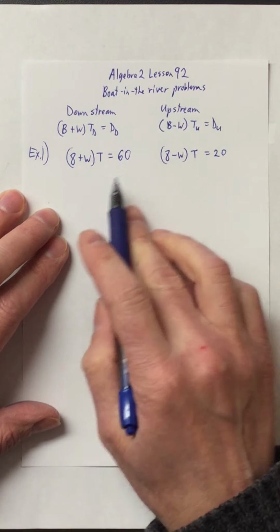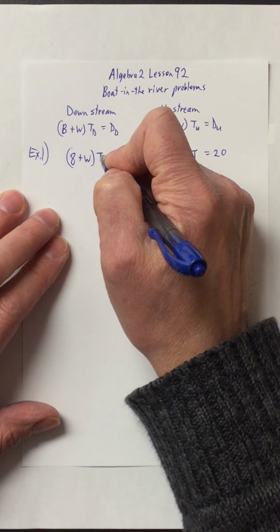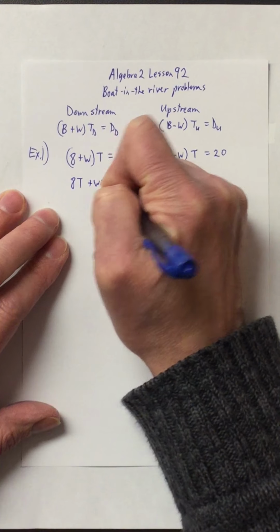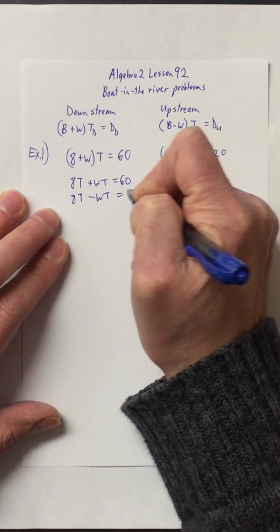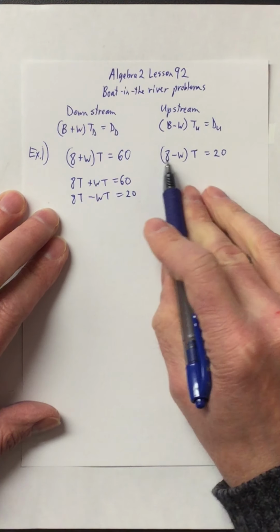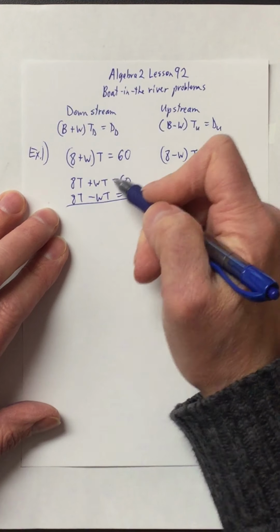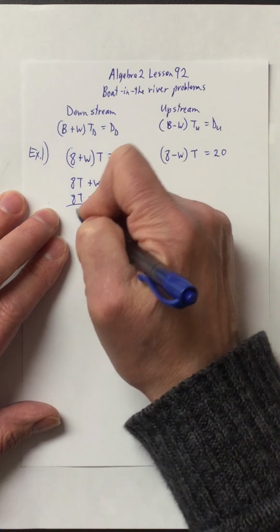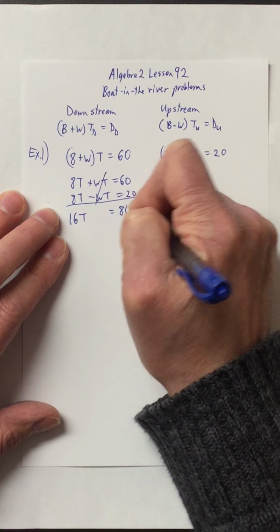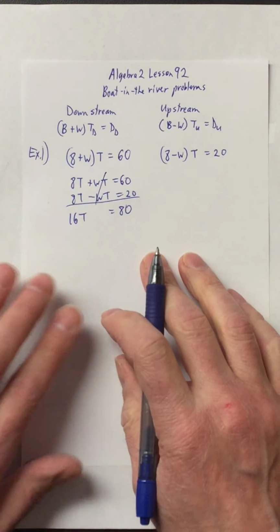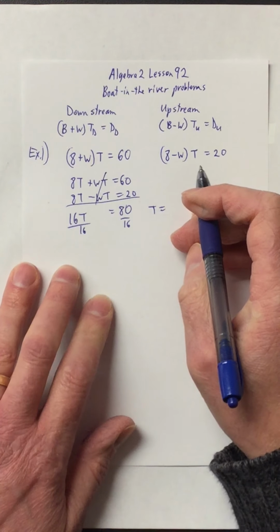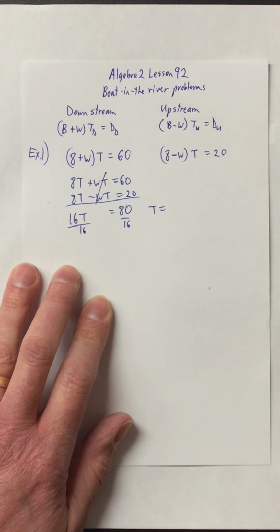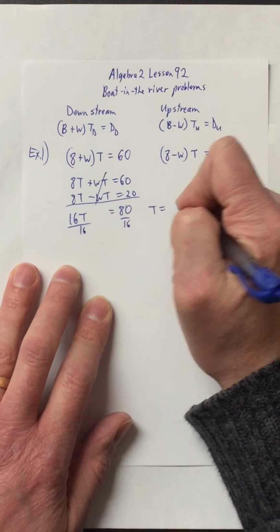So let's multiply these out, and then I'll write them on top of each other. We have 8 times t plus tw equals 60. Then from over here, we have 8 times t minus tw equals 20. When you multiply these out and remove parentheses, this one works out really nicely because when you add it through elimination, the tw cancels. We get 16 times the time equals 80. So divide both sides by 16: 80 divided by 16. Our time is going to be 5.